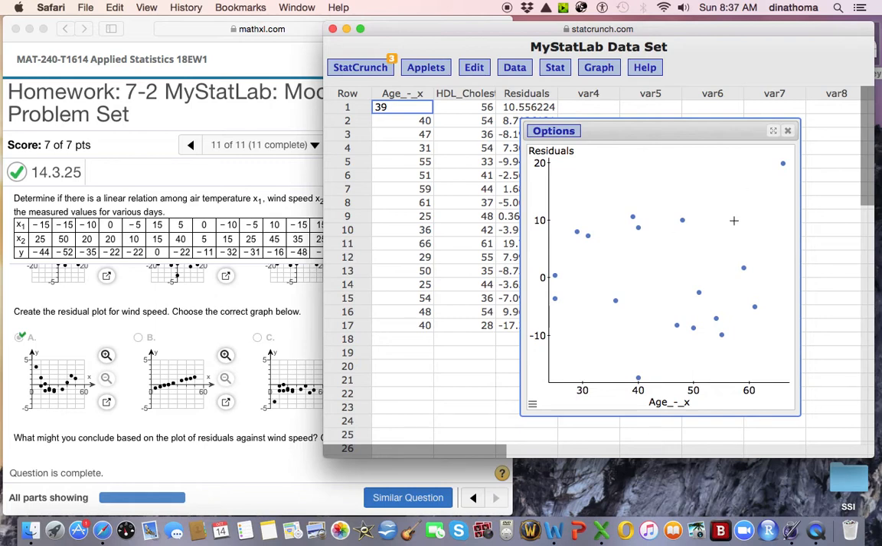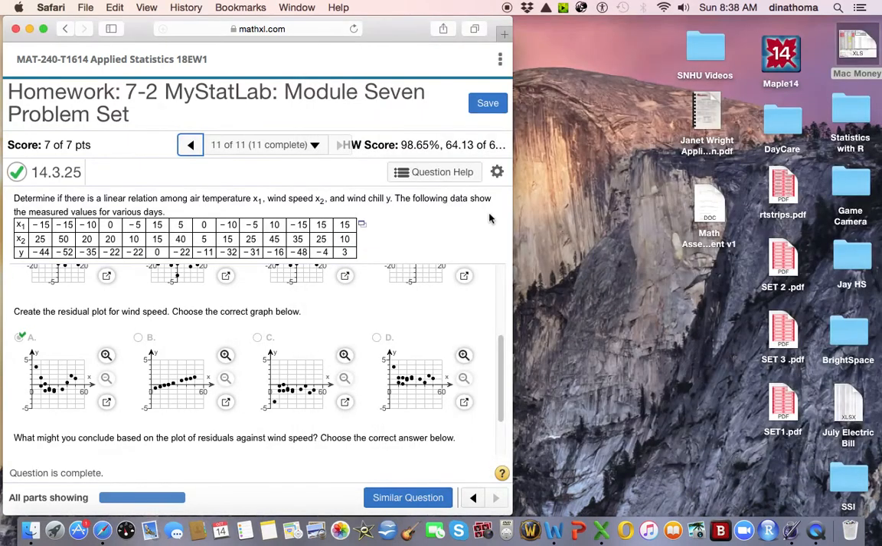But again, just because we have a good residual plot doesn't mean we can use our regression line if our regression line is no good, and vice versa. Just because our regression line is good, if our residual plot is not good, then we still cannot use our regression line. All right, I'm going to close out StatCrunch, because if I don't, I'm going to get this error about pop-ups.